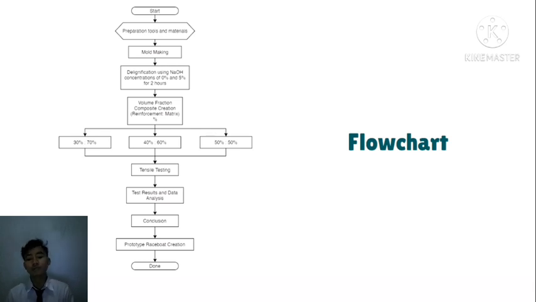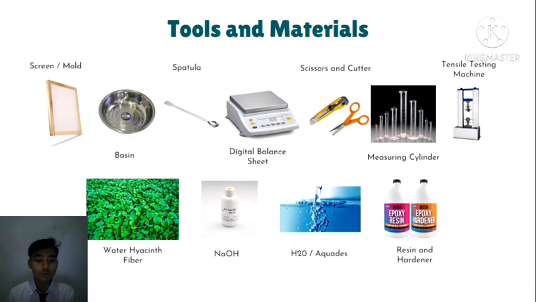Tool and material. Number 1, screen, basin, spatula, digital balance, scissors and cutter, measuring cylinder, tensile testing machine. And material: water hyacinth fiber, NaOH, aquadest, resin, and hardener.